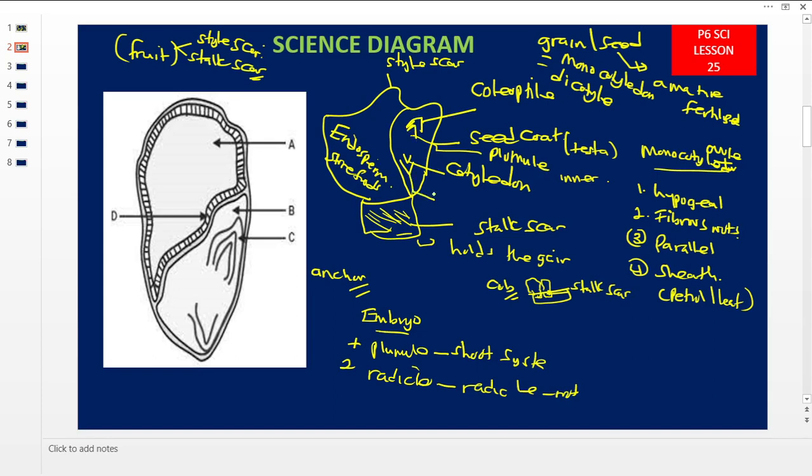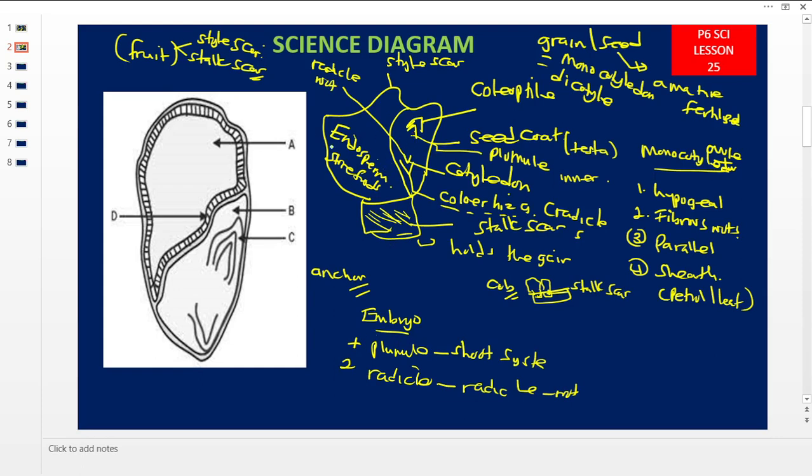Then down here we have two. This one is called the coleorhiza. This coleorhiza is also called the radicle sheath. Its work is to protect the radicle. Then this portion is what we call the radicle, growing into a root system. Now the general name we give to this radicle and this plumule together is the embryo.